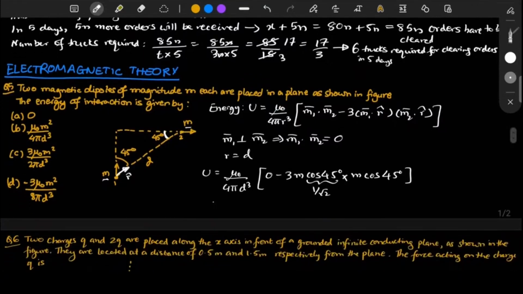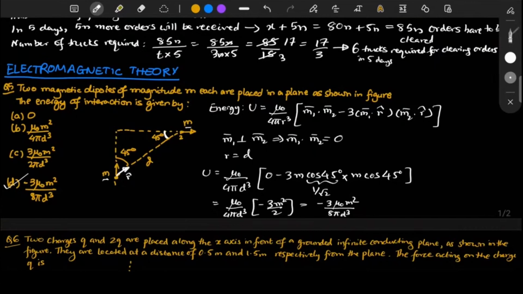So this gives us mu naught by 4 pi d cubed minus 3 m squared divided by 2. 1 over root 2 from here, 1 over root 2 from here. So minus 3 m squared by 2. So the correct option would be, so this 2 and this 4 would combine to give you 8. So minus 3 mu naught m squared over 8 pi d cube. That's the correct answer. So the correct option is option number D, minus 3 mu naught m squared over 8 pi d cube.